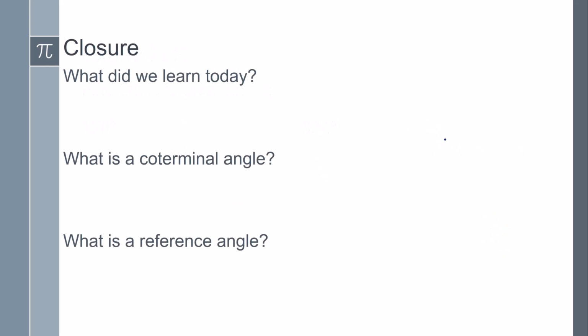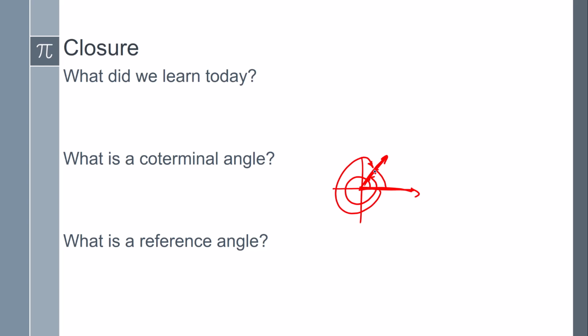So what did we learn today? In today's lesson, we talked about coterminal angles and reference angles. Now, what is a coterminal angle? A coterminal angle is an angle that starts and stops at the same spot. So that angle, those three different angles there would all be coterminal angles because they started at the positive x-axis, and ended, I don't know, is that 45 or 50 degrees, at the same spot.